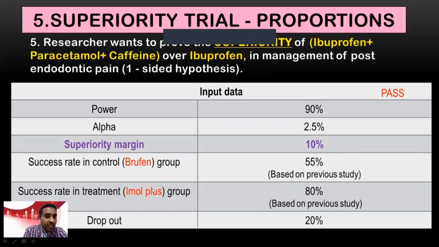Based upon the previous study, the imol plus is giving 80% pain relief. Based upon previous study, the brufen group is giving 55% pain relief. The actual difference is 25%. But if you want to prove the superiority using a randomized controlled trial, we can keep a superiority margin, say 10%. So let me feed the same data with a 20% dropout.